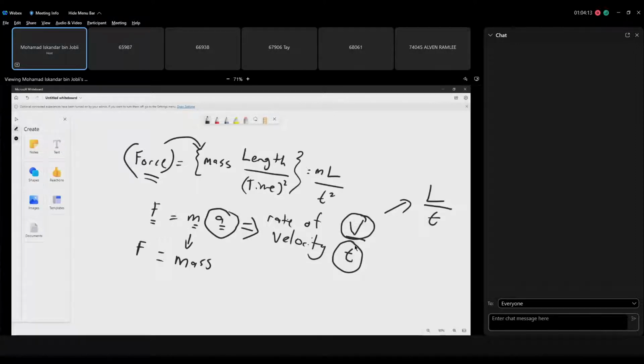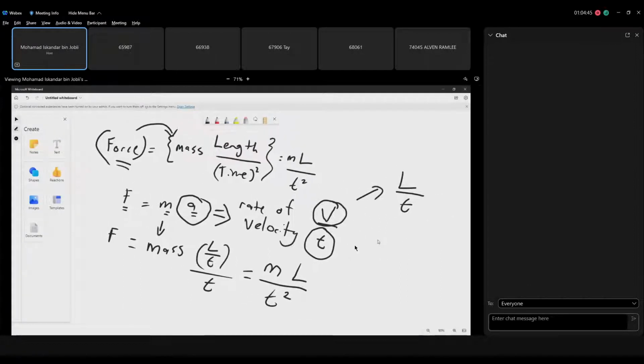Now, in this case, if you were to expand everything in its primary dimension, you would have v here, L over t, over the rate of t. So that is why you have mass m, L divided by t squared. M L over t squared. So this is it.